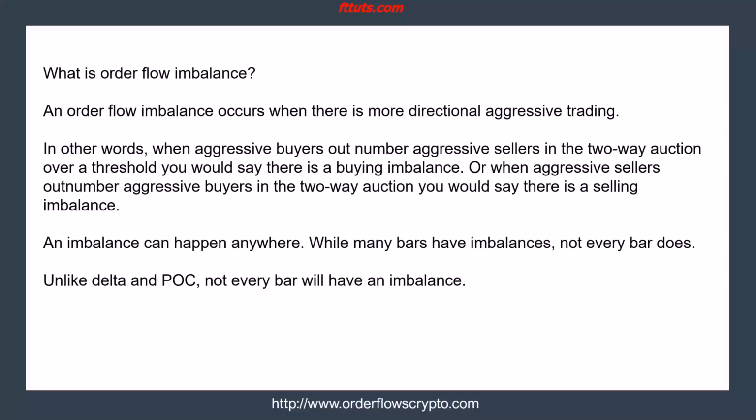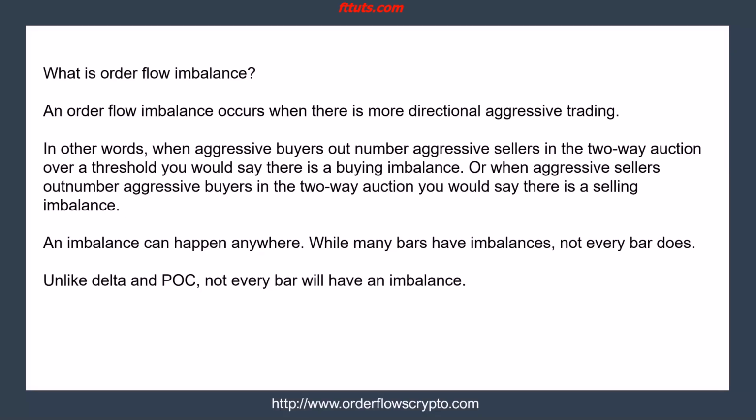All right, so you've heard me talk about order flow imbalances, and what exactly is an order flow imbalance? Well, an order flow imbalance occurs when there's more directional aggressive trading. In other words, when aggressive buyers outnumber aggressive sellers in the two-way auction over a certain threshold, and usually it's a percentage. You think of them in terms of percentage, like 4-1, 5-1, even 10-1. You would consider that to be a buying imbalance, right? Because you have more aggressive buyers than aggressive sellers by a predefined threshold. Or a selling imbalance would be when aggressive sellers outnumber the aggressive buyers in the two-way auction. Then you would say there is a selling imbalance.